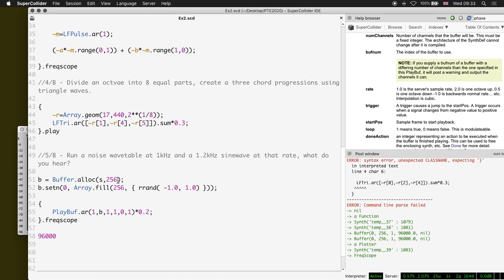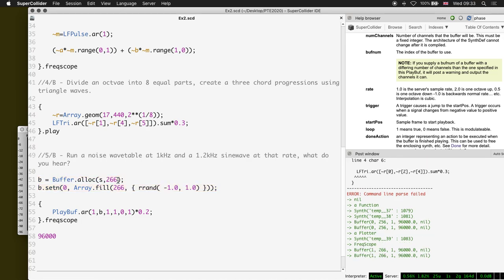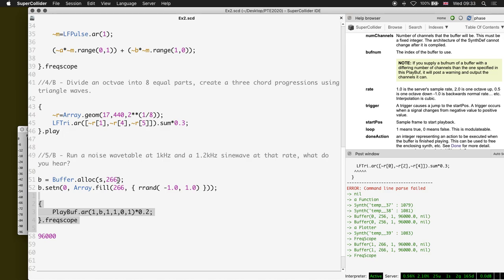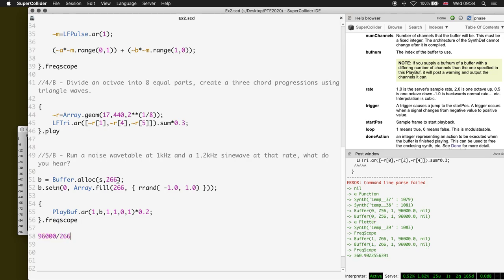What I can do though is I can increase this slightly. Let's have 266 and verify that the pitch is lowered such that we know that the looping is actually dependent on the duration of the buffer. And that seems to be the case. Okay, so then what I know is that I am repeating this buffer every 360.9 samples. Okay, so that's my period duration.